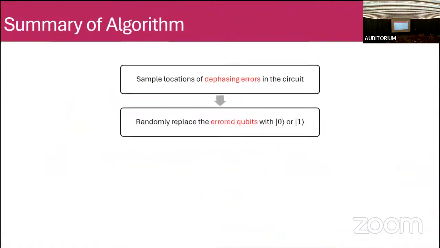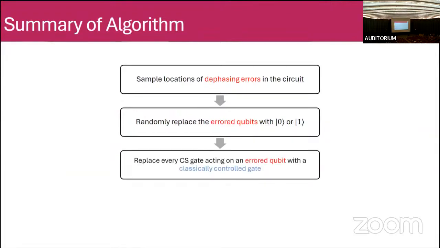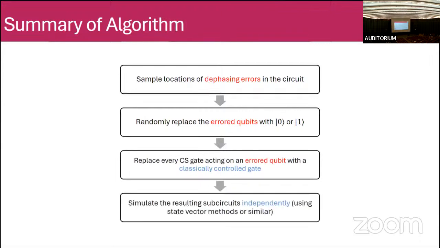So to summarize the algorithm, you sample locations of dephasing errors, you randomly replace the errored qubits with 0 or 1, replace every CS gate with a classically controlled C phase gate, and simulate the resulting subcircuits independently.